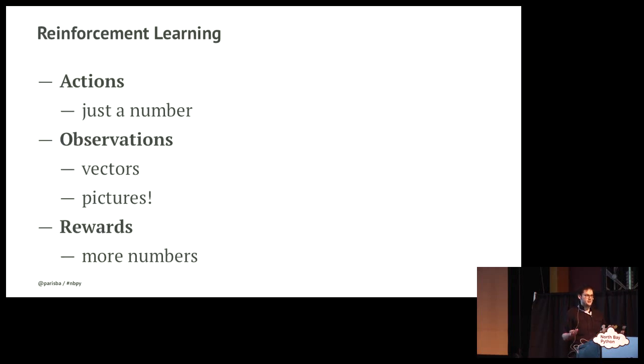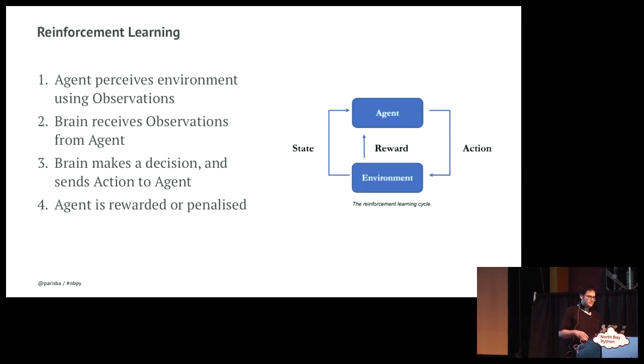Actions are just a number, so you can handle that however you like in your game engine. As you saw, I was taking -1 for one direction and 1 for the other direction when we had the car, but it can be whatever. Observations can be vectors, so you can have a distance to a thing or a count or a number, or be pictures coming from Unity's cameras. Rewards are just more numbers. Reinforcement learning is just this cycle of learning until you converge on an optimal policy where it can actually do the thing you want it to do.